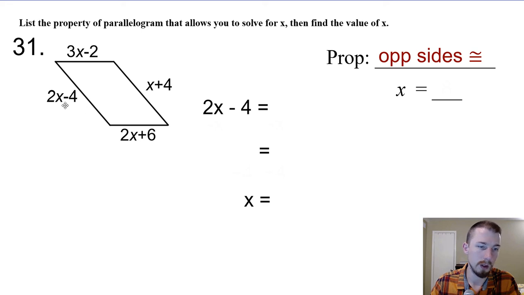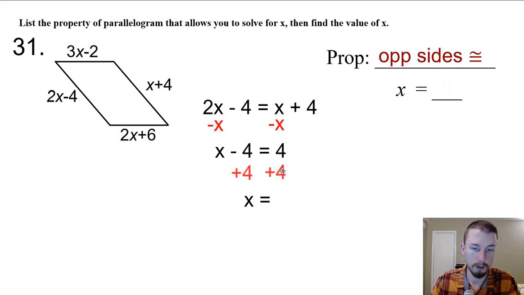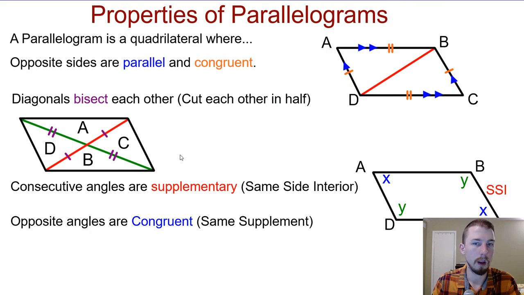So I'm going to say that 2x minus 4 is equal to x plus 4. And then subtracting x from both sides, I'm left with x minus 4 is equal to 4. Then adding 4 to both sides, I get x is equal to 8. So that would be how I solve for x. You get the same thing if you set those two equal to each other as well. Those are the 5 properties of parallelograms.